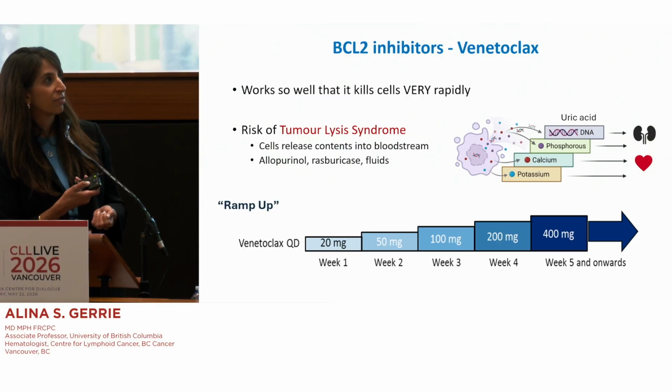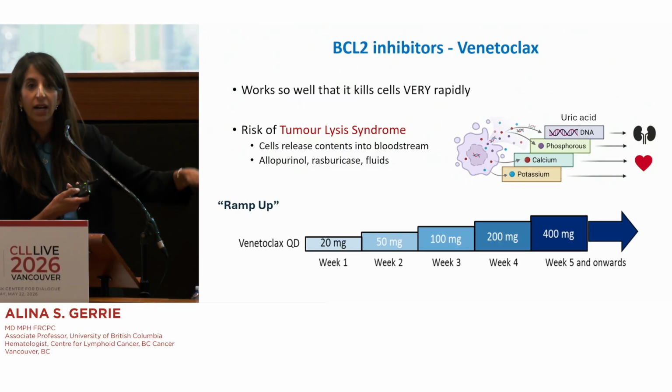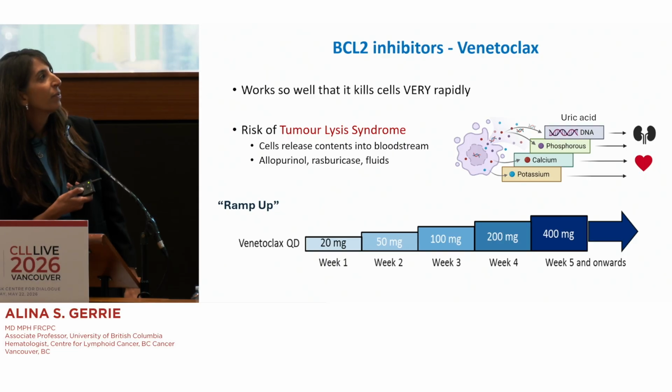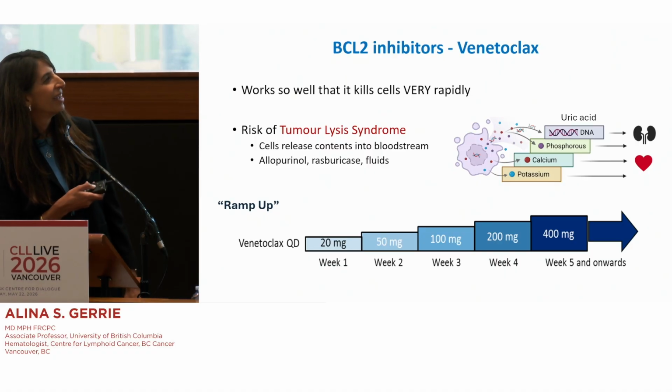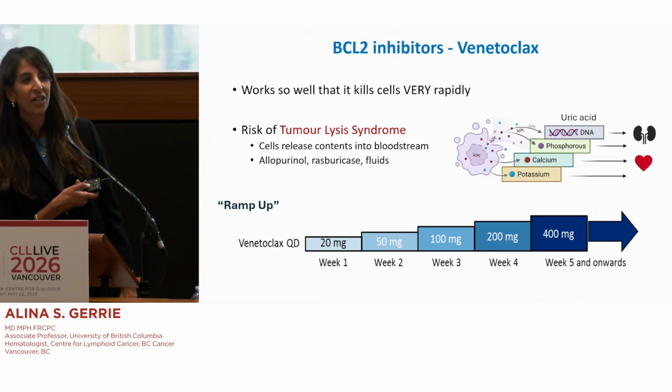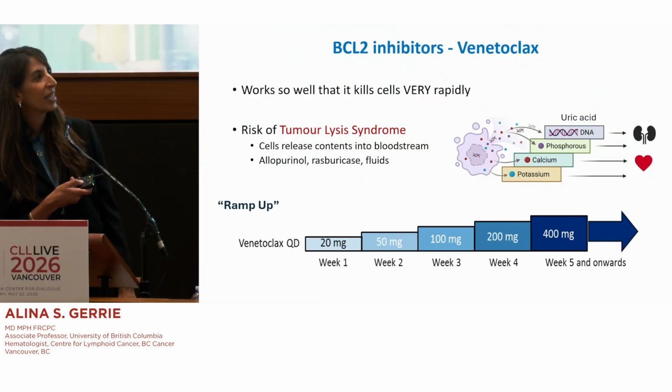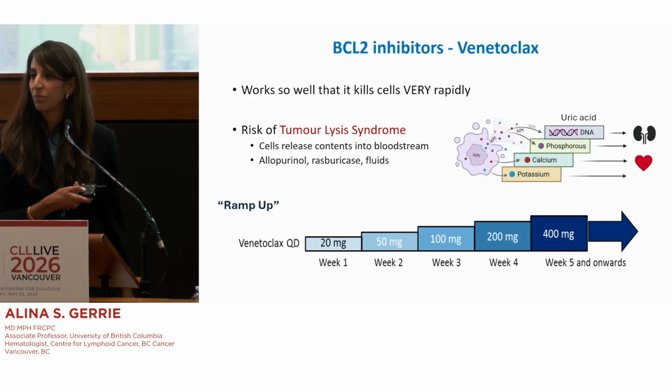We also give lots of fluids to kind of flush everything out of the system. And then we do this dreaded ramp up. So anybody who's been on venetoclax knows that this is very annoying. What we do is we start the drug at a low dose, and once a week we increase it up to our full target dose of 400 milligrams daily.